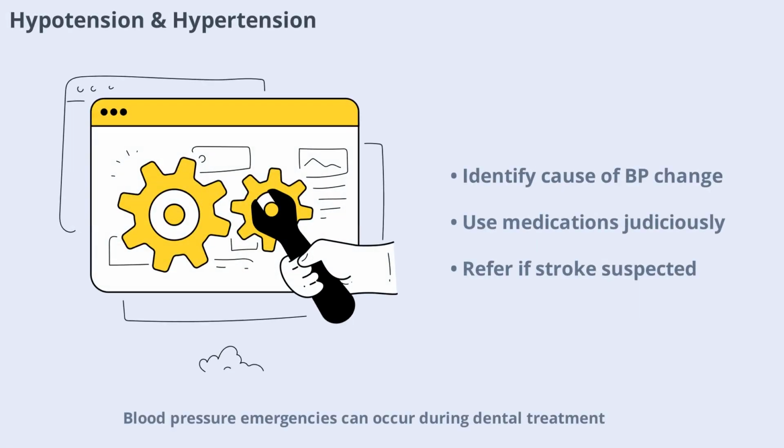Blood pressure emergencies can occur during dental treatment. Hypotension often results from pain or anxiety and usually resolves with rest. Hypertension, especially with neurological symptoms, is a red flag. Management may involve medications like atropine or esmolol, but always avoid rapid blood pressure drops, especially if stroke is suspected. Monitor closely and refer as needed.